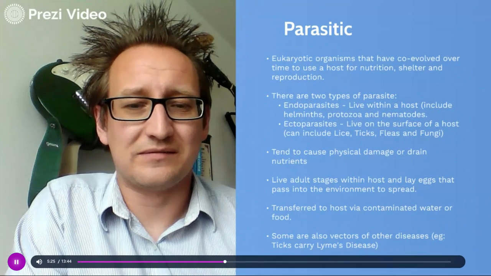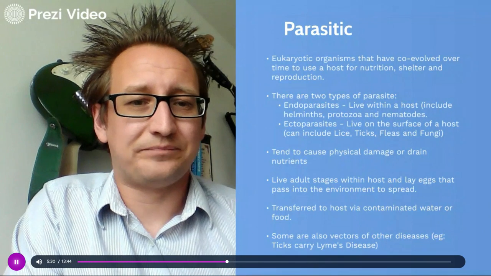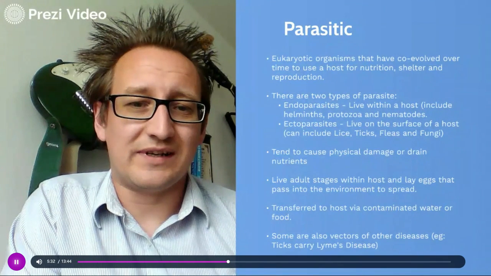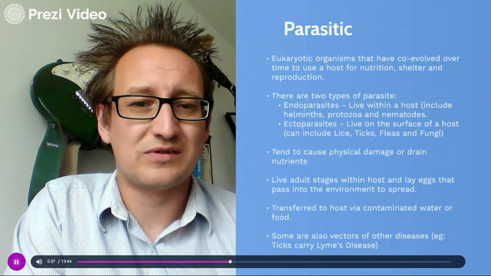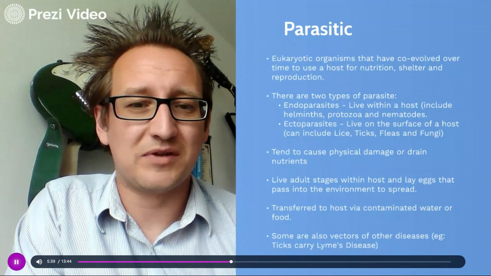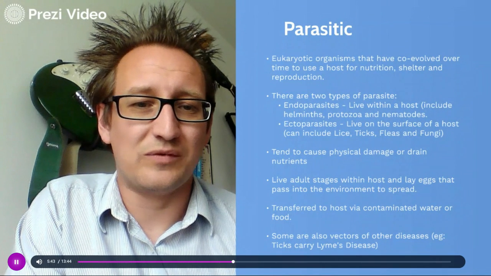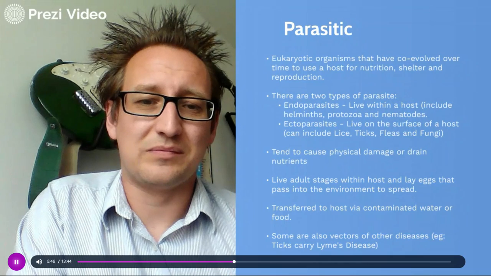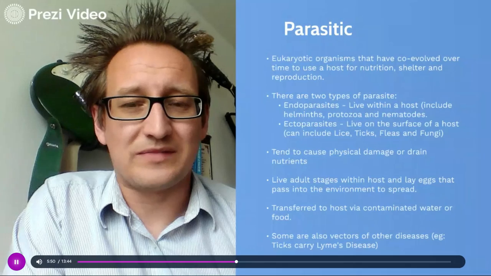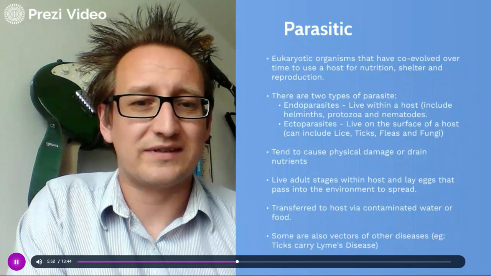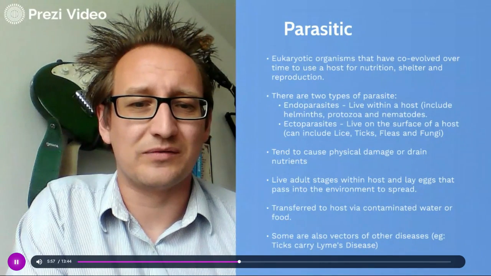Parasitic organisms are generally eukaryotic in the sense that they have a nucleus. They have generally co-evolved over time to use a host for nutrition, shelter, or reproduction. And there are generally two types, and I'm going to hit on each of these in the next two sections. There are endoparasites, which live within a host, or there are ectoparasites that live on the surface of the host. They tend to cause physical damage, or they just drain nutrients from the host.